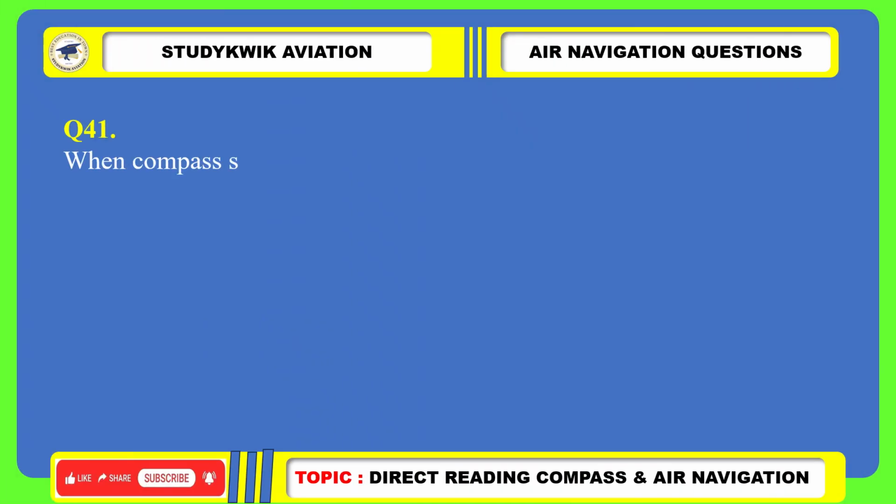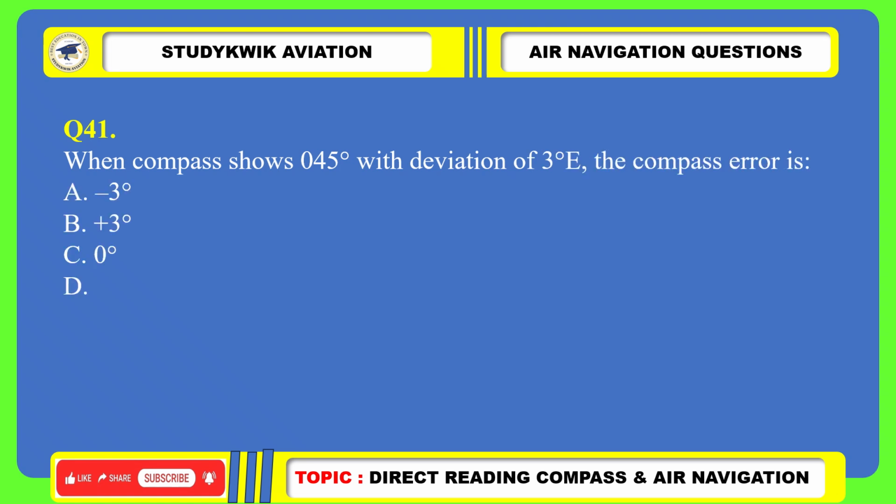Question 41. When the compass shows 045 degrees with a deviation of 3 degrees east, the compass error is: minus 3 degrees, plus 3 degrees, 0 degrees, minus 6 degrees.